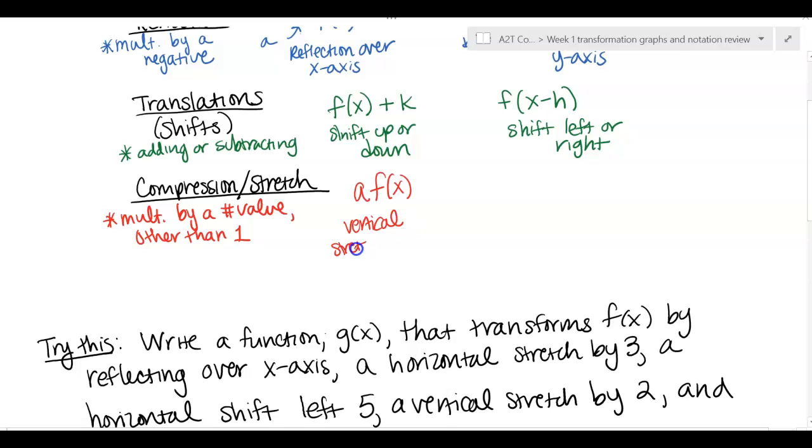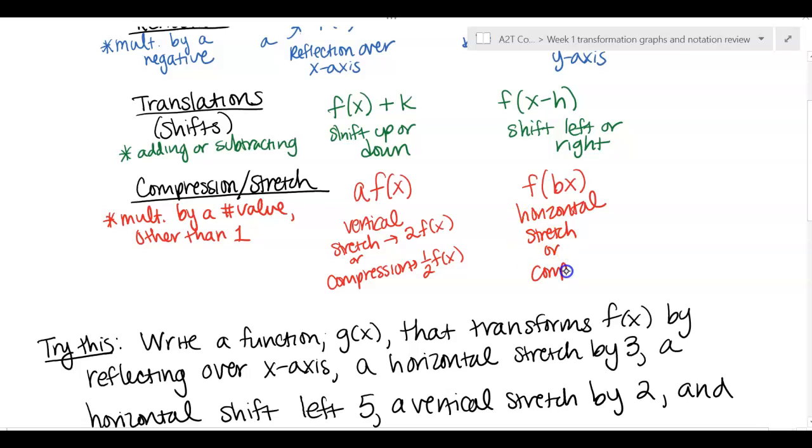And it could be a stretch, or it could be a compression. A stretch would be something like 2 times f of x, and a compression would be something like 1/2 times f of x. The other way that you could see something get multiplied by a number is that the x value is getting multiplied by a number. Sorry, that was my son running down the hallway. That the x value is getting multiplied by a number, and this is going to be a horizontal stretch or compression.